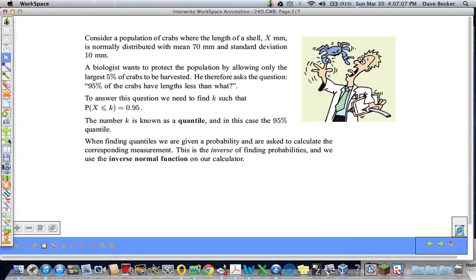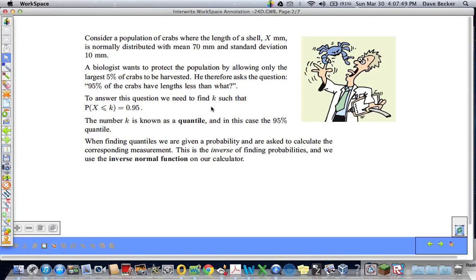Consider a population of crabs where the length of a shell, the random variable x millimeters, is normally distributed with a mean of 70 millimeters and standard deviation 10 millimeters. A biologist wants to protect the population by allowing only the largest 5% of crabs to be harvested. And this makes sense because we don't want to do away with a fine population of crabs. He therefore asks the question: 95% of the crabs have lengths less than what? Well, that "what" is what a k value is, or a quantile, okay?